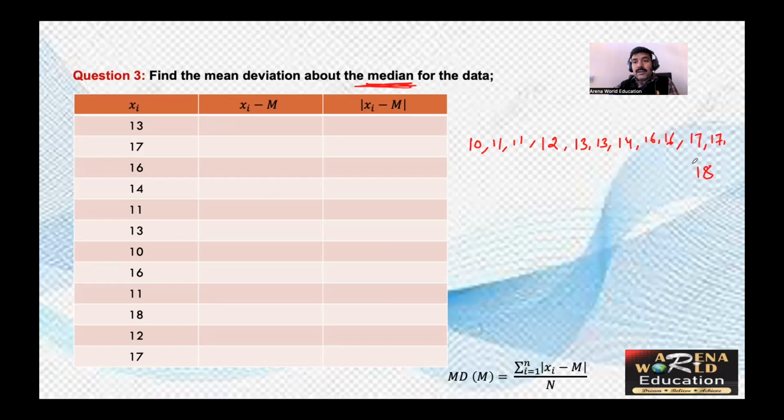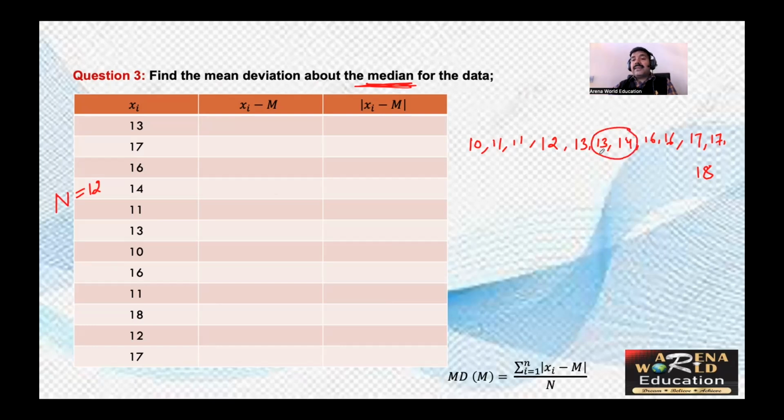So let me count the numbers: 1, 2, 3, 4, 5, 6, 7, 8, 9, 10, 11, 12. Look at the original one: 1, 2, 3, 4, 5, 6, 7, 8, 9, 10, 11, 12. It means n is 12, right? So the number of terms is 12, which means it is even. So we will find the average of the middle two, which means the 6th and 7th terms. So what are the 6th and 7th? 1, 2, 3, 4, 5, 6.